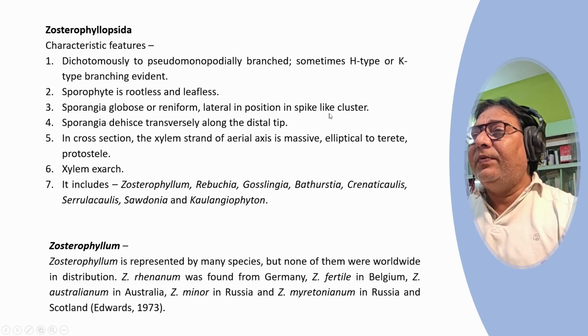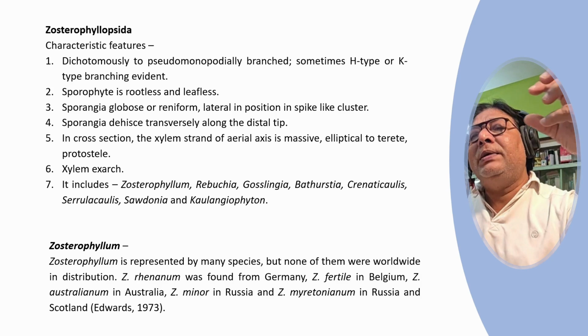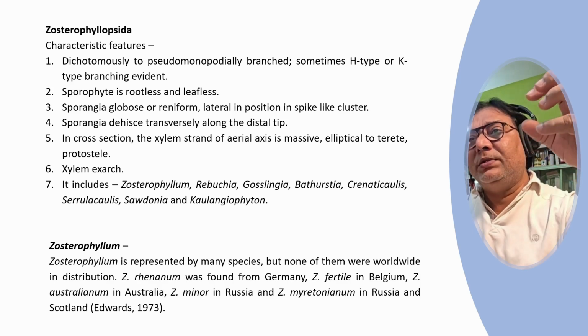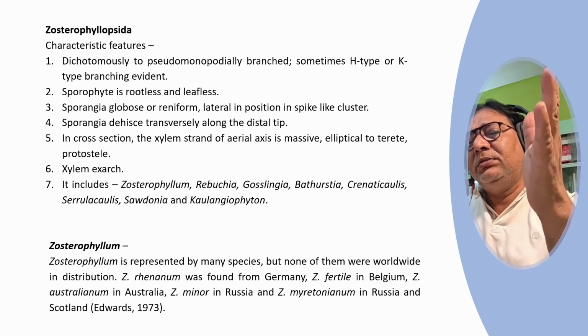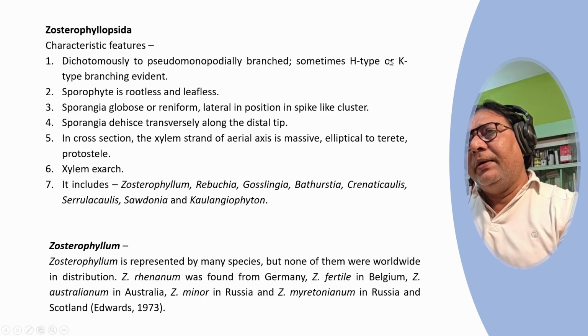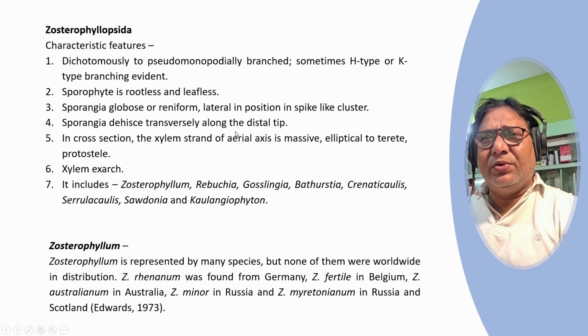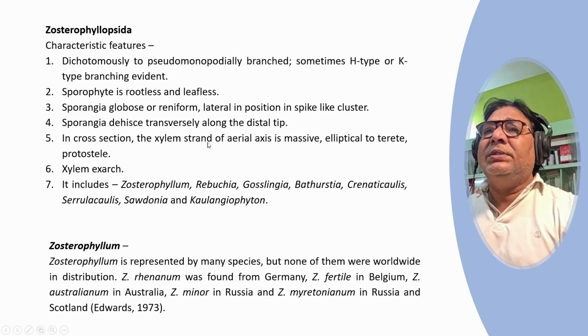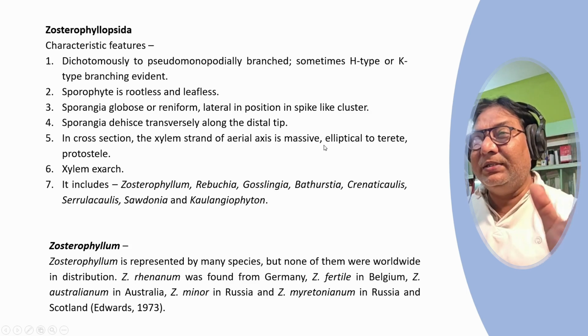Spike is a kind of inflorescence. In spike inflorescence, what happens? There is a stalk on which the flowers are attached, the sessile flowers without any pedicel. They are attached directly, laterally on the stalk. So that kind of thing. The spike-like clusters. Sporangia dehisce transversely along the distal tip, somewhat like Cooksonia. In cross-section, the xylem strand of aerial axis is massive, bigger than the Rhynia.